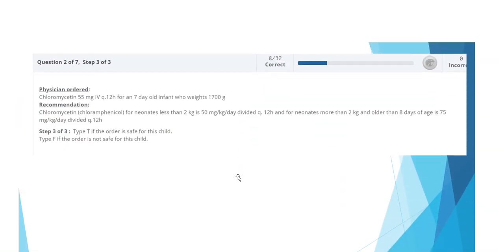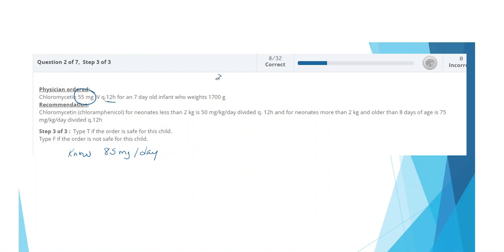All right, step 3. This is where we're going to do a lot more work. Is the order safe for this child? So we're looking for T if the order is safe, F if the order is not safe. Well, we know that our recommended is 85 milligrams per day. So what is my milligrams per dose? Because I've got to compare it to a single dose here. I know it's every 12 hours.